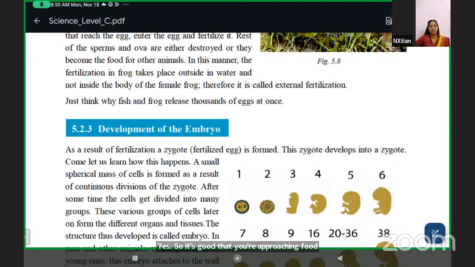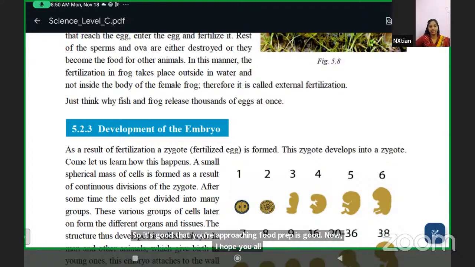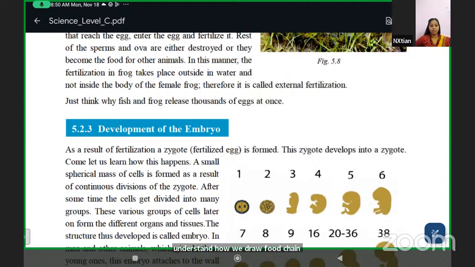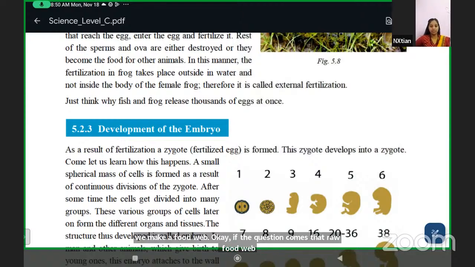Now, I hope you all understand how we draw a food chain, how we make a food web. If a question comes that says draw a food web, or what is a food web, sometimes such questions will come. So you can now easily explain what is a food web or a food chain, and you can draw them. Okay. So anything else regarding the test or the sound chapter?